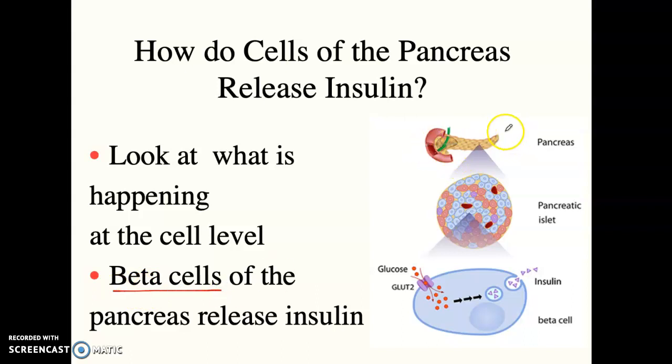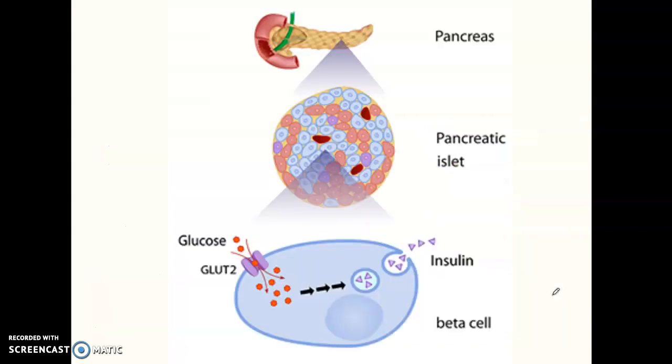So in our picture here we have the pancreas. If you were able to look at those cells, it's these specific cells that are the beta cells. And what they're going to do is, through the presence of glucose, because they're stimulated by glucose, they're going to release insulin. Okay, more detail coming. Here's the same diagram again.